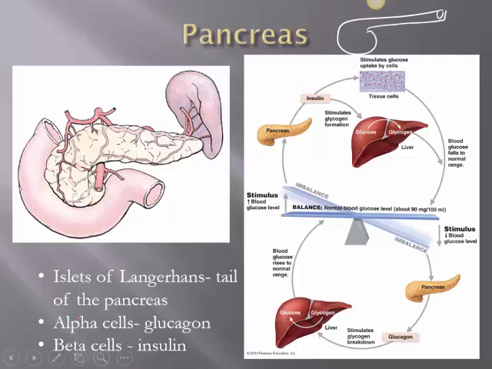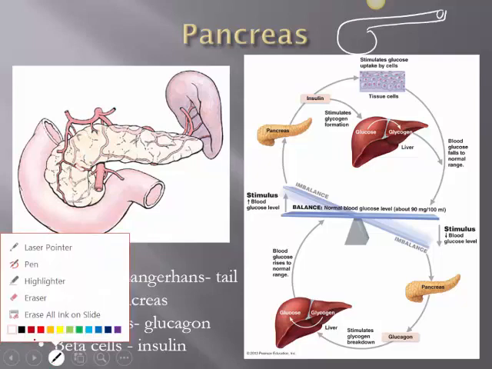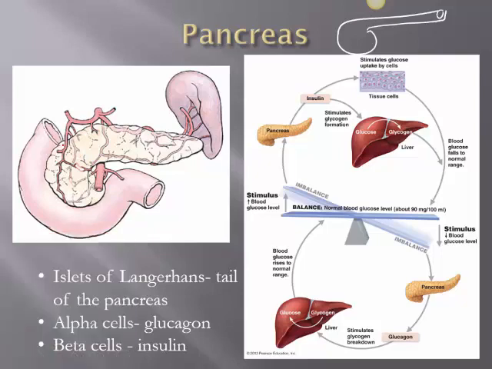So if you look at the pancreas, it has different parts to it. This part is called the head of the pancreas, followed by a narrow region which is the neck. This is the body of the pancreas, and this part here is called the tail of the pancreas, which is next to the spleen. This organ here is the spleen.